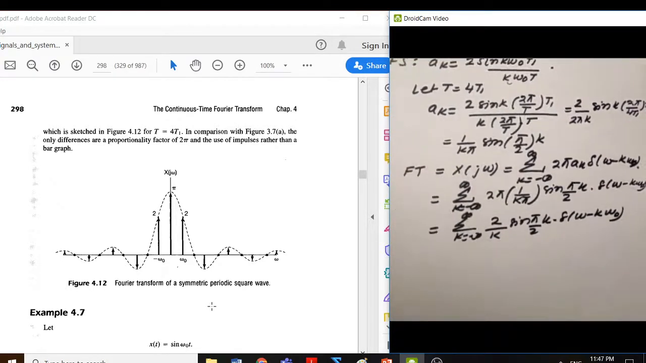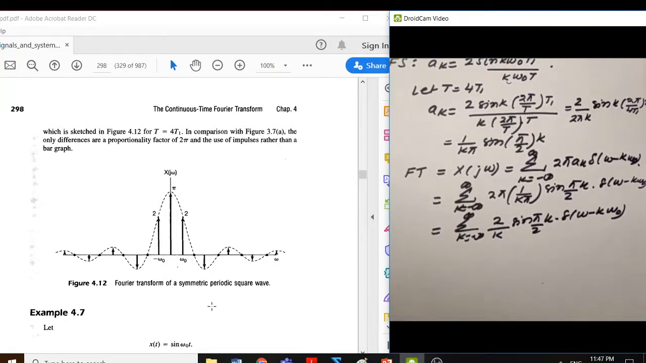Now we see that although this Fourier transform is a function of omega, the omega now only exists at discrete intervals, which is k.